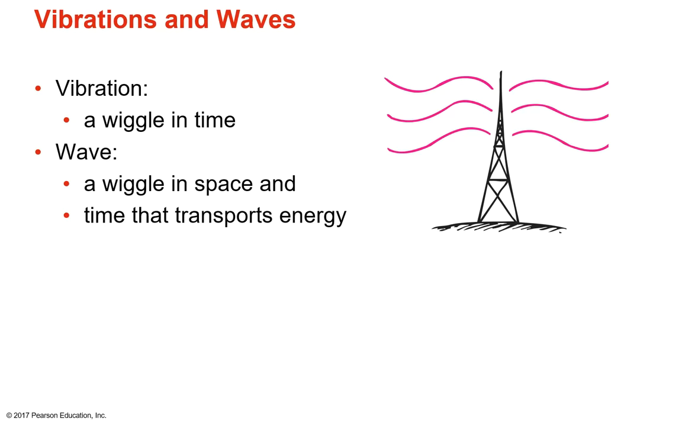What happened to the period, the time between oscillations? It went down. So changing the mass changed the frequency that it oscillated at. We call this, by the way, the natural frequency.